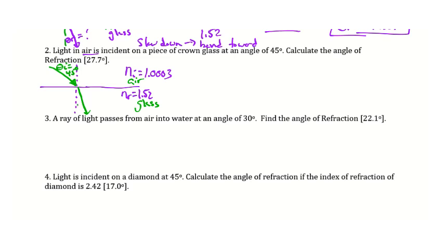Slowing down means that it bends towards the normal. So this angle is theta r. So that is the angle we're looking for right in here.